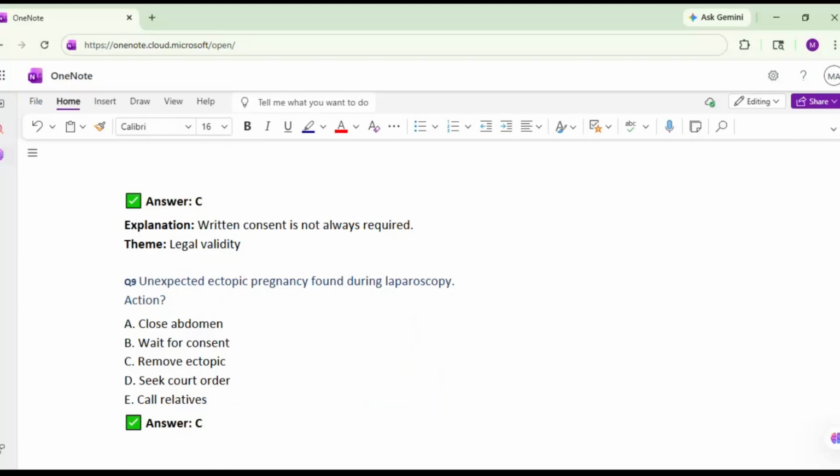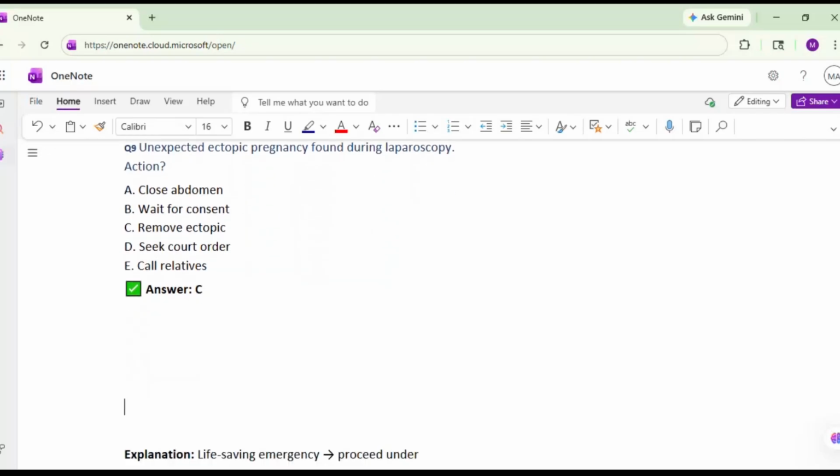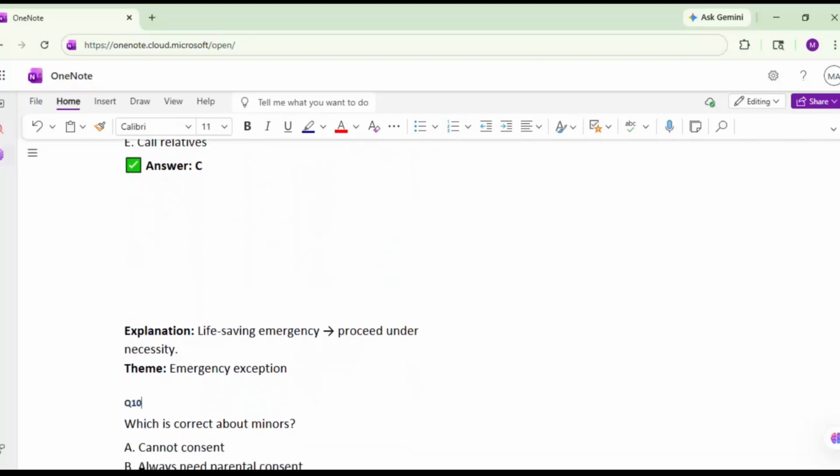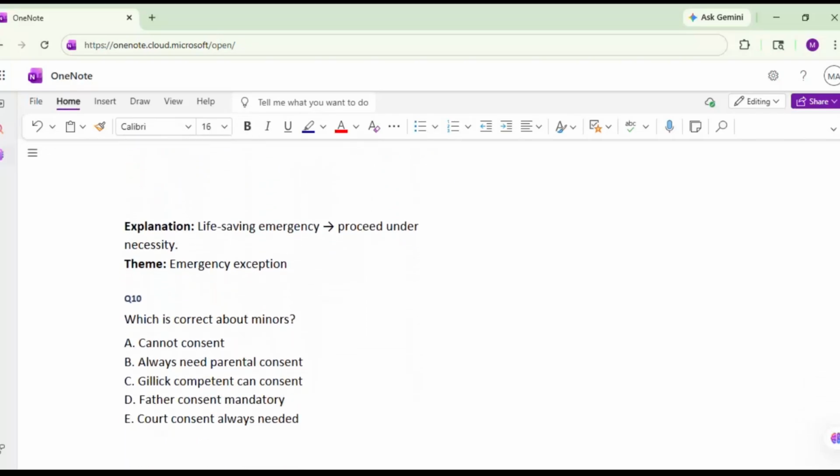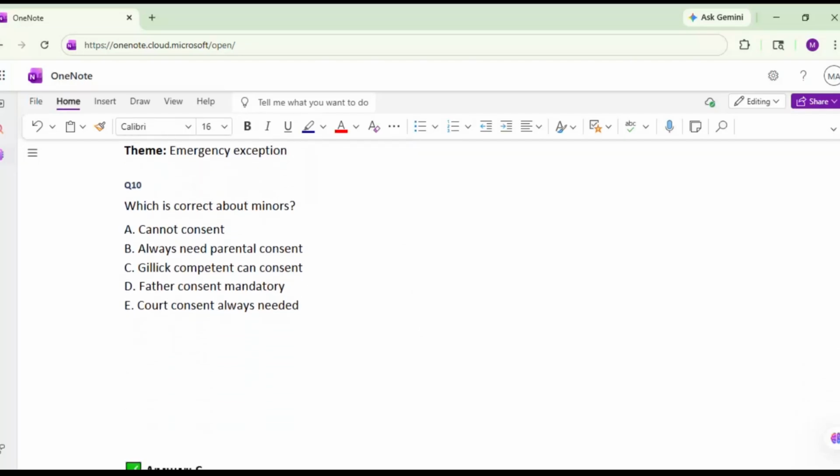Unexpected ectopic pregnancy found during laparoscopy, action? Close the abdomen, wait for consent, remove ectopic, seek court order, or call the relative. It is remove the ectopic, C should be the answer. So life-saving emergency, proceed even without consent. Okay, emergency exception.